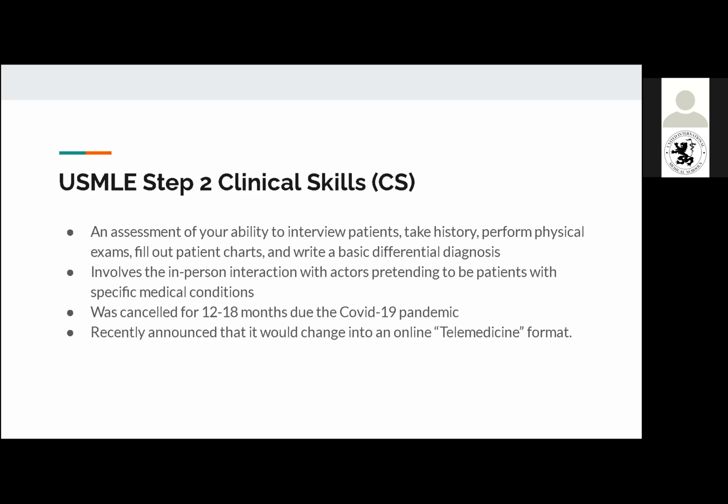But they recently also, 1 month ago, announced that they will restart this exam in an online form. So as a telemedicine format. This exam used to be in person and only in the United States. So you have to travel all the way there to do the exam. So now they changed it into an online format, but no one knows how this exam is going to be because they still haven't released details.